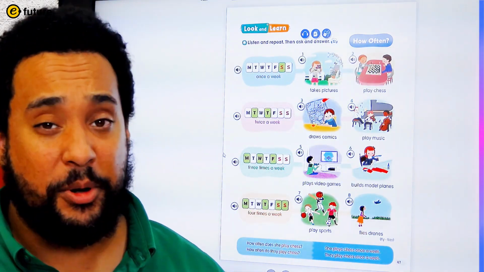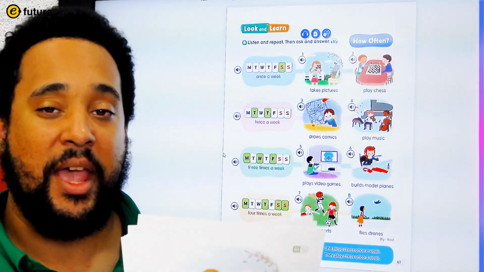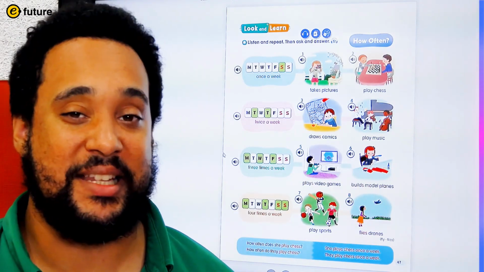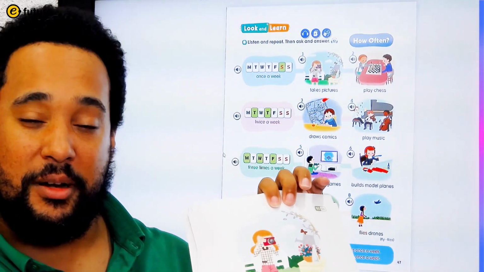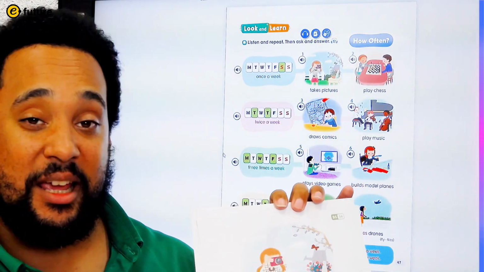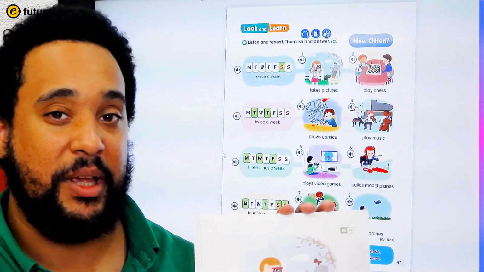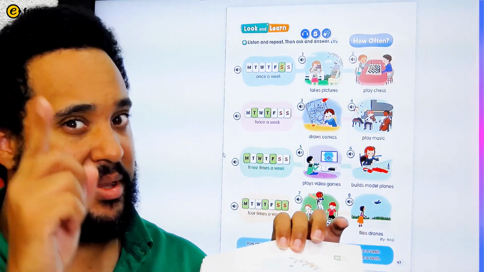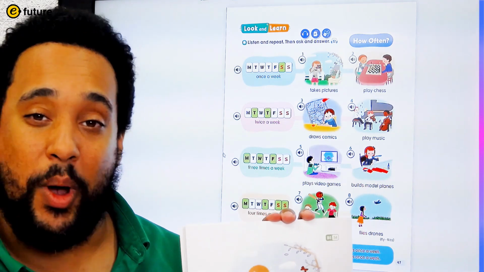So, one person is going to look at the pictures, look at the different flashcards, and they're going to make a sentence. So, what is our flashcard here? Our word is take pictures. So, you will make a sentence. It could be any kind of sentence, but remember the sentence. So, it'll be, she takes pictures twice a week.